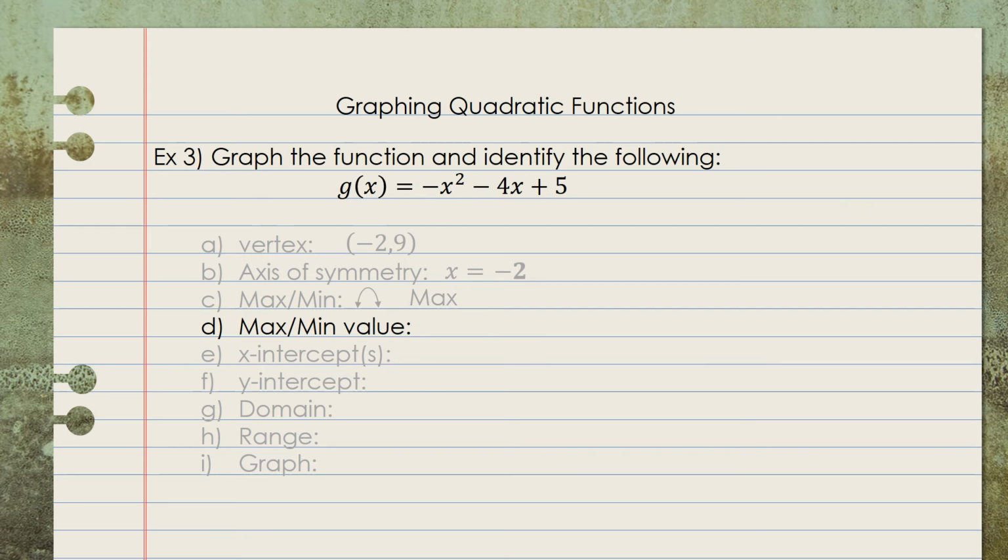Now we need to determine the max or min value. Your max or min value is always your k value, and you can find your k from your vertex. In this case, it will be 9.